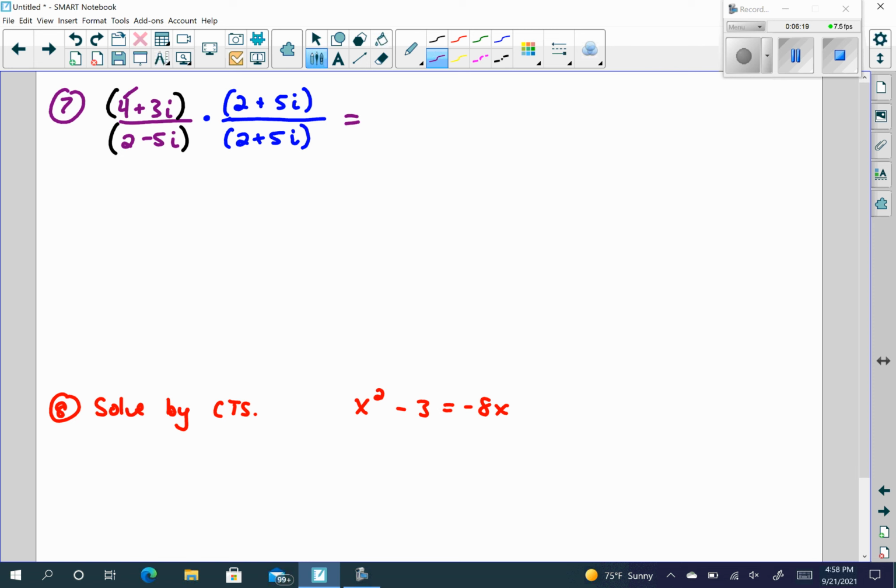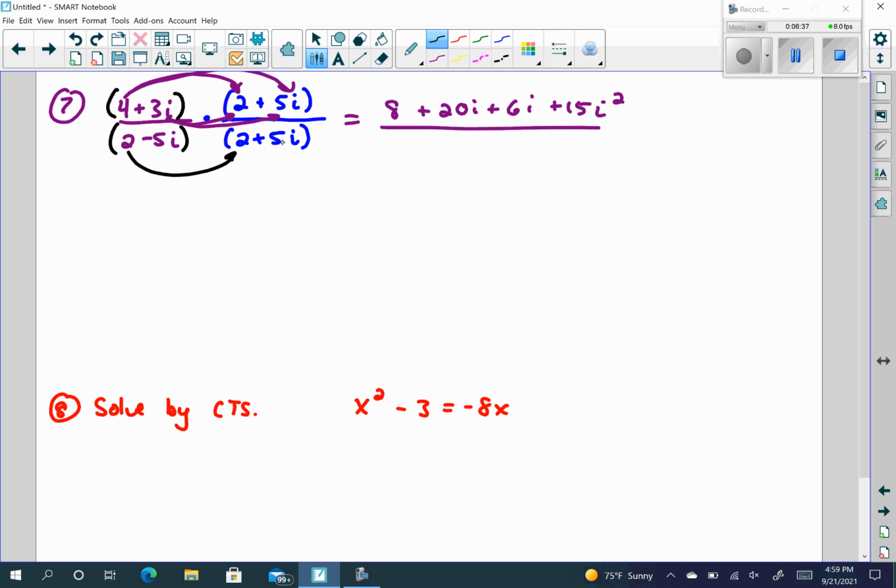And then continuing on, first I'm going to have 4 times 2, which is 8. 4 times 5i is 20i. Then we'll have 3i times 2, so that's 6i. And then 3i times 5i, so that's plus 15i squared. And our denominator, 2 times 2 would give us 4. On the outside, we'll get a 10i. On the inside, we'll get a minus 10i, so those cancel. So now all I have to do is the last part here, so it's a minus 25i squared.